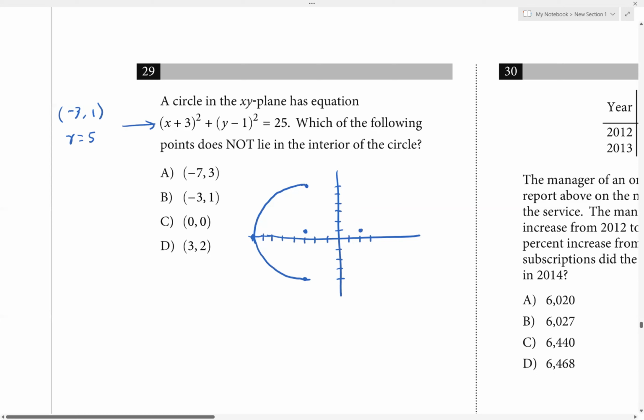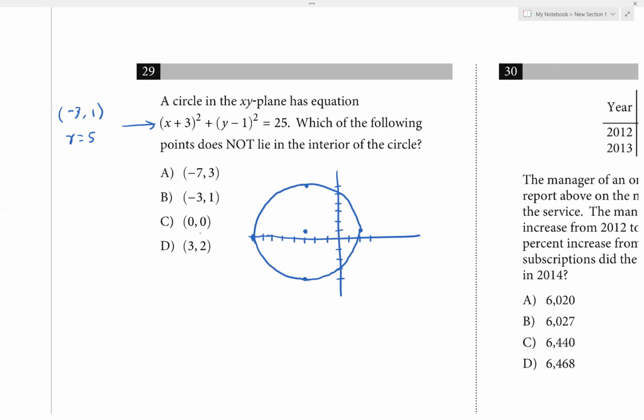This is a little bit challenging. Okay, so let's draw this out. So yeah, it's fairly accurate. Then what we can do is go through the answer choices, plug in each point, and see which one is not on the inside of the circle. That would be our answer.